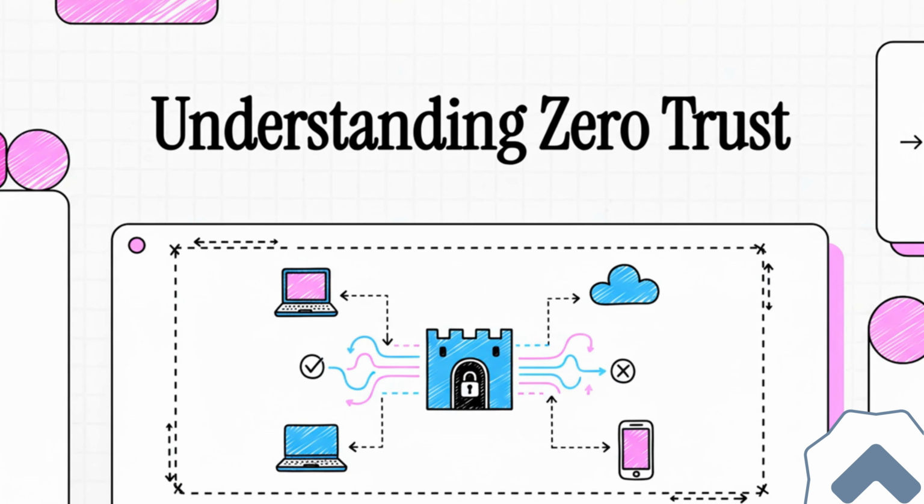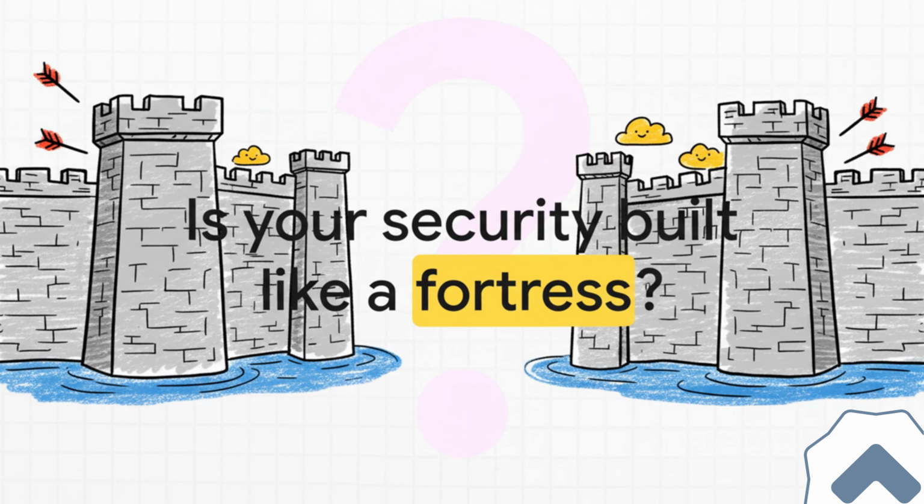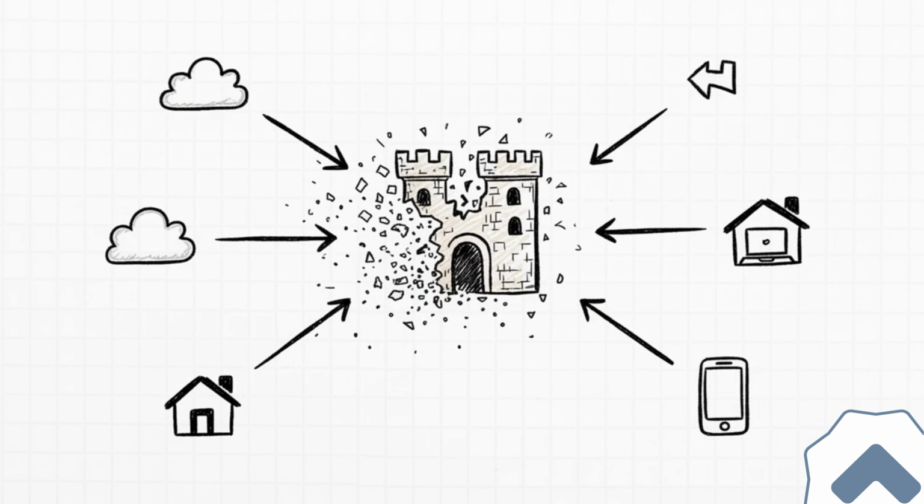Welcome to the Explainer. Today, we're breaking down a fundamental shift in cybersecurity, the zero trust model. For decades, we've thought about security in terms of walls and moats, a really strong perimeter to keep all the bad stuff out. But in today's world of cloud services and remote work, that whole idea of a secure internal network is kind of becoming obsolete.